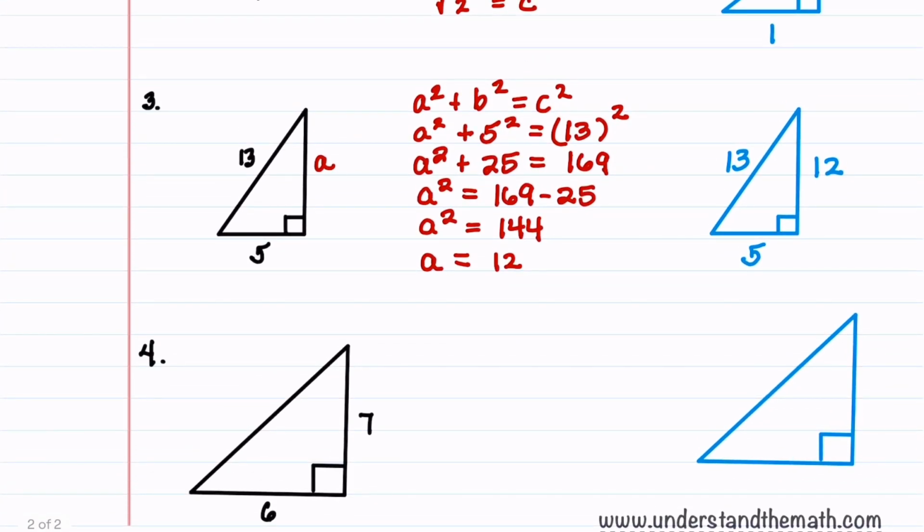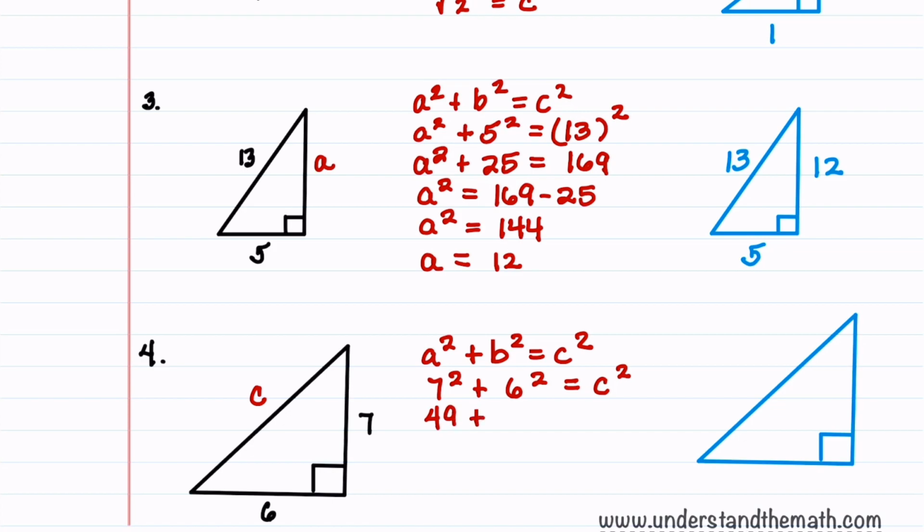Our last example, the unknown is the hypotenuse. So we'll label that as c. Write down the Pythagorean Theorem. a squared plus b squared is equal to c squared. Our a is 7 squared. Our b is 6 squared. And our c is our unknown, so we'll write that as c squared. So 7 times 7 is 49. 6 times 6 is 36. And that's equal to c squared.